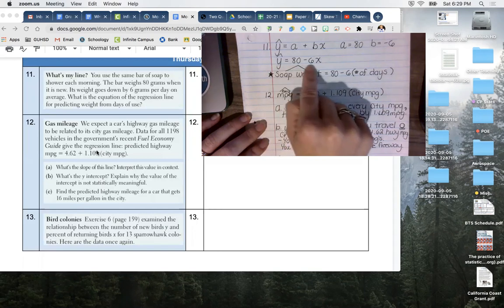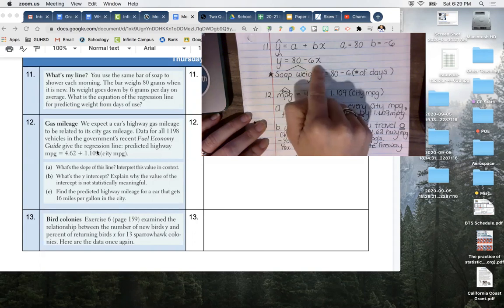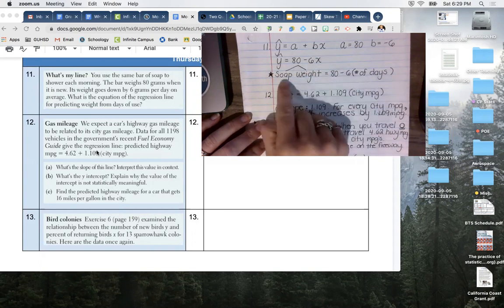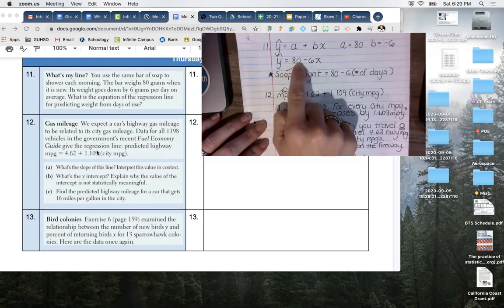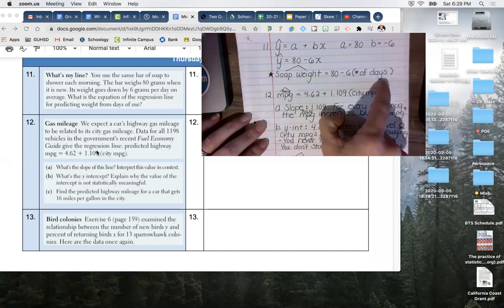So in this one, this is my equation, but remember we always want to use the words instead. We always have to define those words. So I have the predicted soap weight, that's what that little hat means, okay? The predicted soap weight is that 80 grams minus the 6 times the number of days.